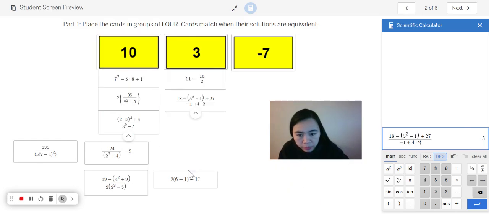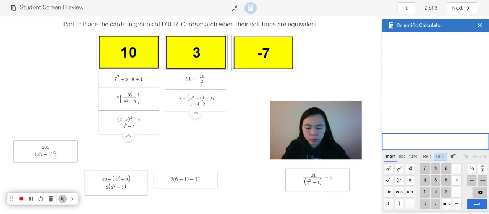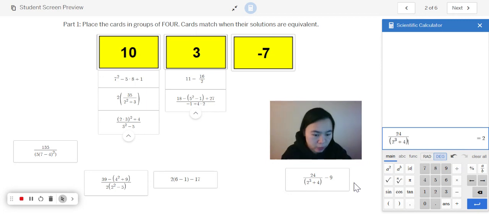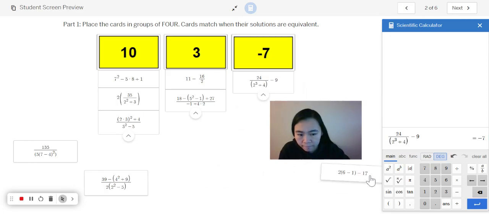This one equals 3. I like doing the 24 slash and then put in my denominator. Okay, so for this one, make sure you don't just hit minus 9. That minus 9 is outside of the fraction. So click off to the side here, minus 9. That one is our first one that equals -7.